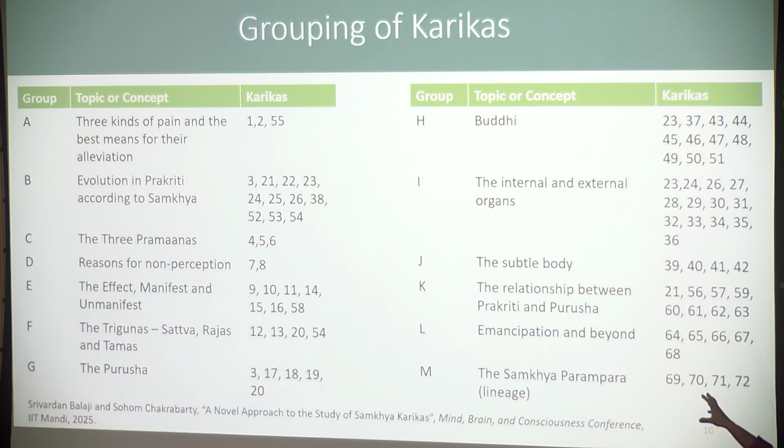in order to group these Karikas into 13 different groups of concepts. When he read it, he saw that one concept, the three kinds of pain and the best means for the elevation, is presented in Karika numbers 1, 2 and 55. So he clubbed this as concept A. Then concept B, evolution of Prakriti according to Samkhya, in these Karika numbers. When you open the book, you will see that these Karika numbers discuss the evolution of Prakriti according to the Samkhya.